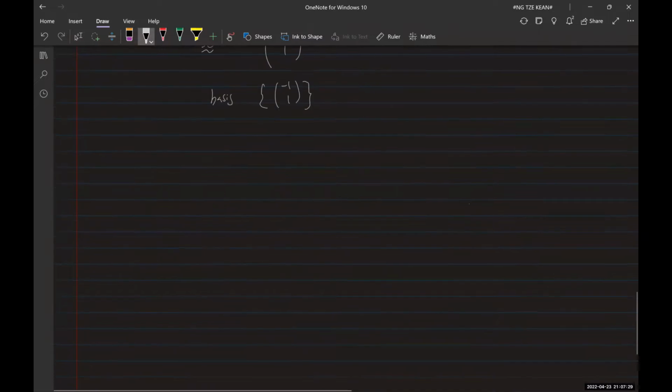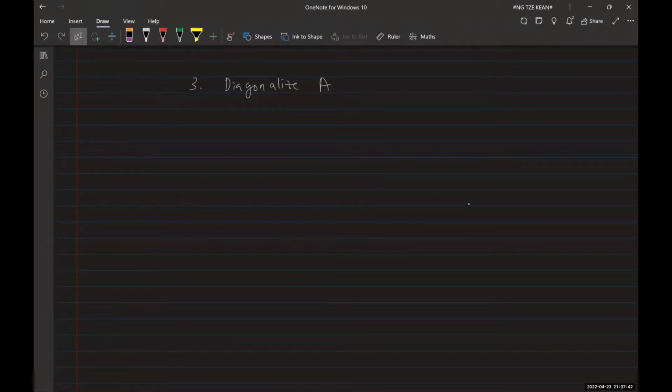Okay. Now we want to diagonalize matrix A. We are armed with our eigenvalues, eigenvectors, and matrix A. So I'll write everything out here.